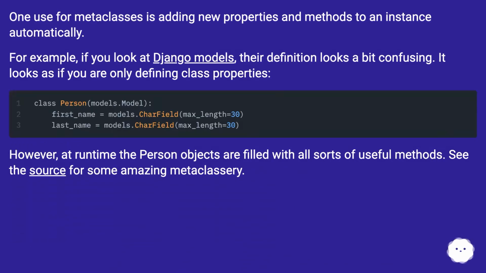One use for metaclasses is adding new properties and methods to an instance automatically. For example, if you look at Django models, their definition looks a bit confusing. It looks as if you are only defining class properties. However, at runtime the person objects are filled with all sorts of useful methods. See the source for some amazing metaclassery.